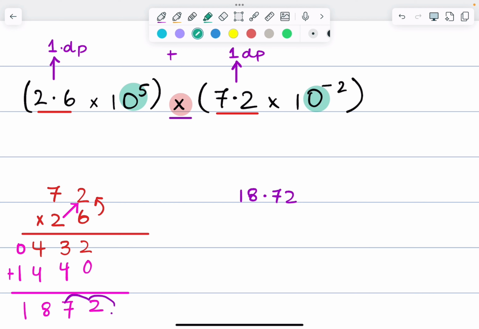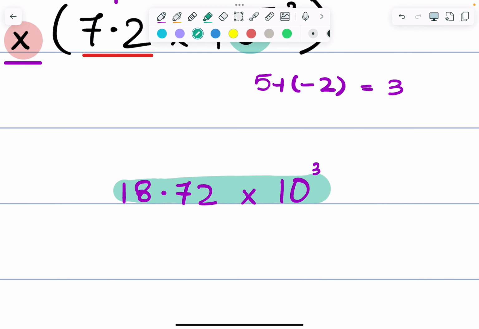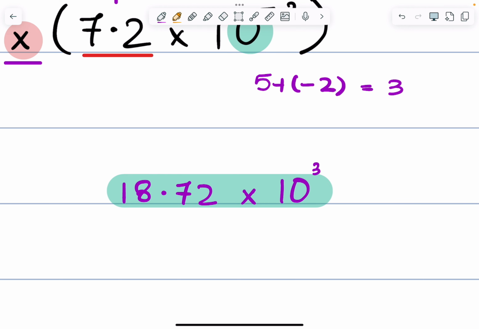All you do is you add the powers. So अब ये नहीं करना. Also 5 plus 2 नहीं करना. 5 plus minus 2 करना है because इधर 10 की power minus 2 है. So this will give you times 10 to the power 5 plus minus 2, so that will become 3, so 10 to the power 3. But my answer right here is not in standard form because it's 18.72. I'm only allowed to have one number before the decimal. The decimal 8 point पीछे जाएगा. So this will become 1.872 times 10 to the power 4. That will be the final answer. Well done. Good job. Clear?